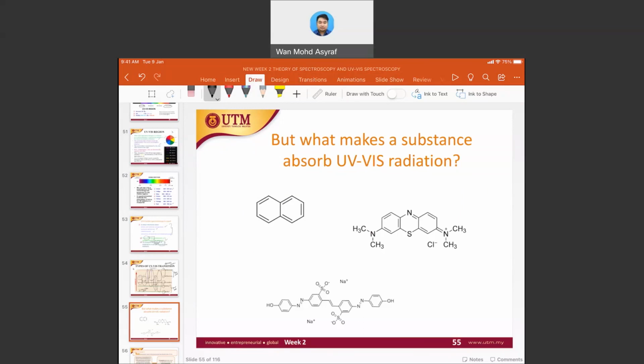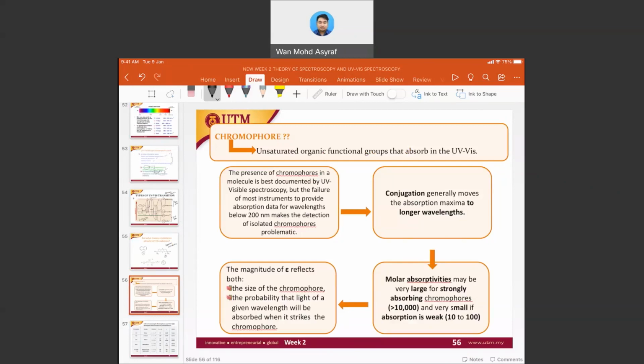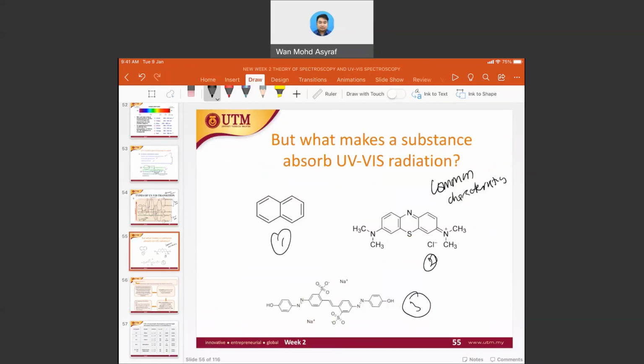So what is the common characteristic here for all of these 3 compounds? First one, second one, and third one. What is the common characteristic? All of these compounds are chromophores. Only a chromophore compound can absorb UV visible radiation.